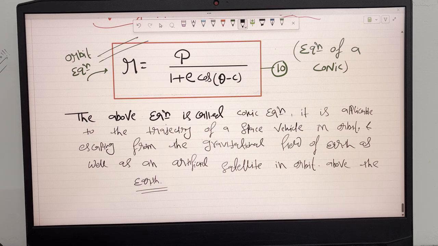So guys, if the rockets are going to launch from Earth's surface, and if it is going to stabilize in some orbit or as a satellite, or it is moving away from the Earth and escaping from the Earth, these are the equations which are used for this particular trajectory. Fine. So let me tell you what are these things.